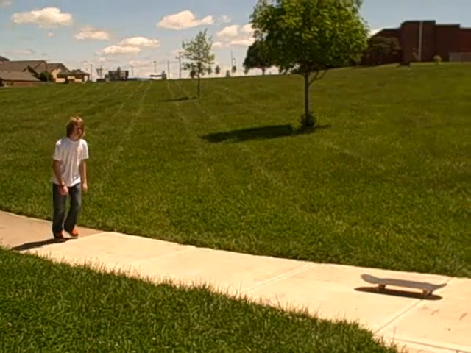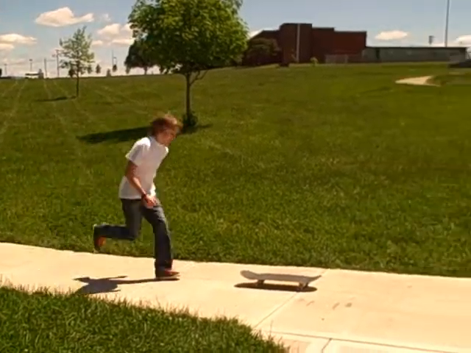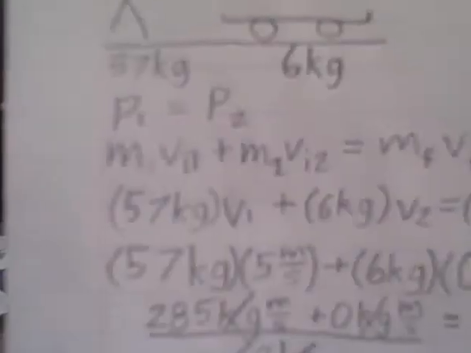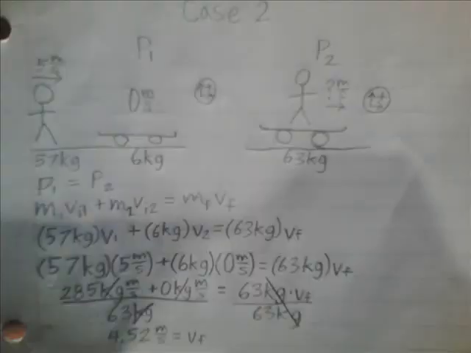For case number 2, I will be moving toward a stationary skateboard at 5 meters per second. Now, in case number 2, we did the same thing. We used the same formula, and since there's also a before and after picture, we did all the same work. The only difference between case 1 and case 2 is that instead of the skateboard moving at negative 2 meters per second, it is now stationary. So it does not move, which changes our final velocity. Our final velocity for case 2 is 4.52 meters per second.